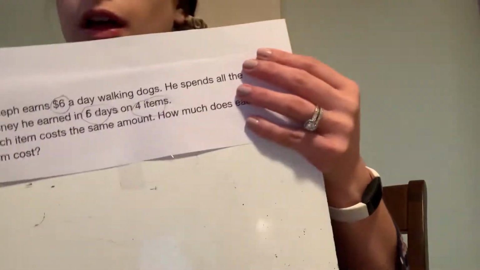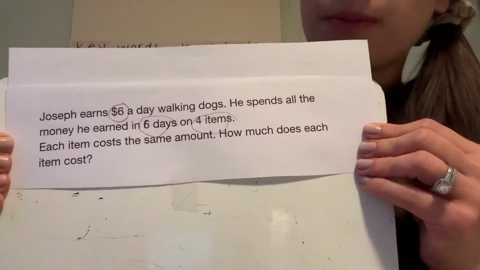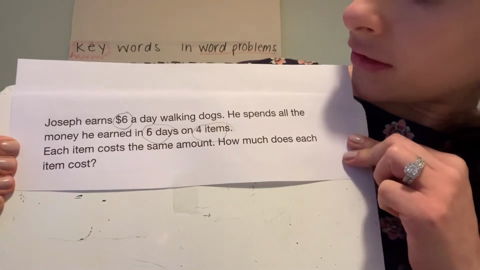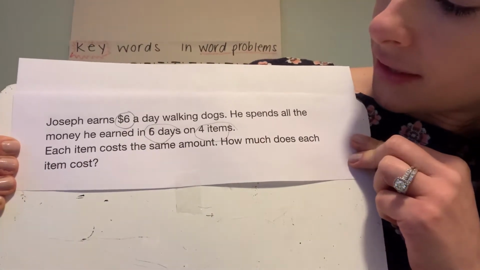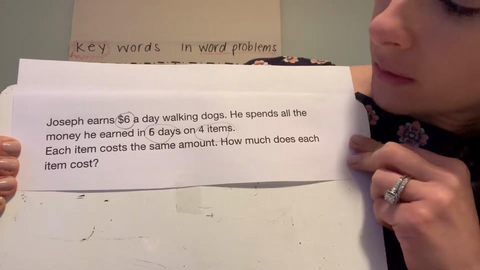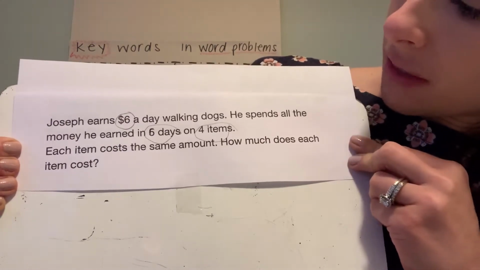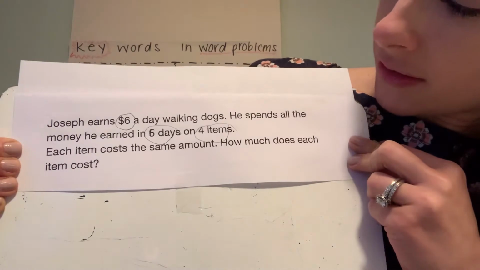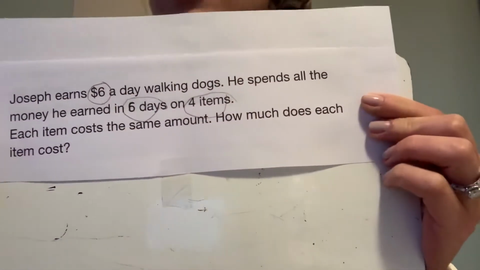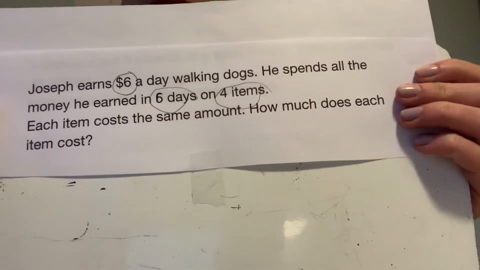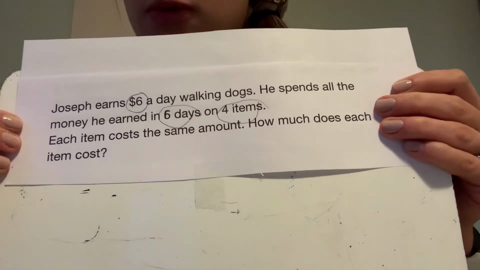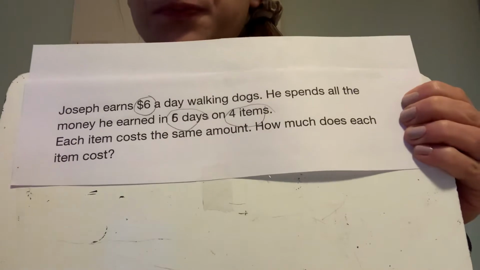So my first word problem says, Joseph earns $6 a day walking dogs. He spends all the money he earned in 6 days on 4 items. Each item costs the same amount. How much money does each item cost? So they give you a lot of information there. So you really have to think about what are your important numbers and what operations we're going to use.